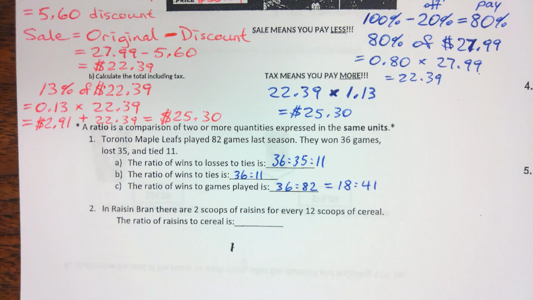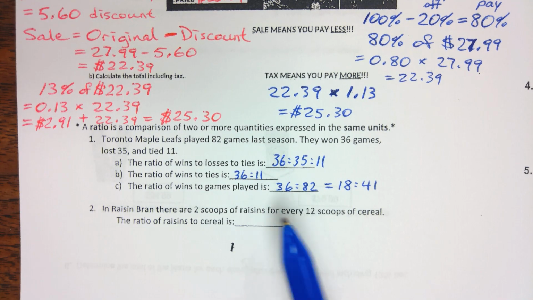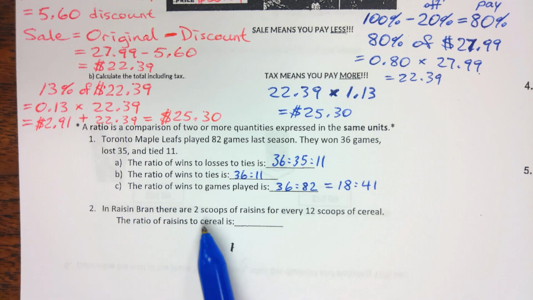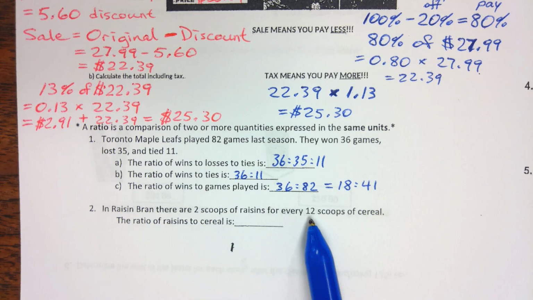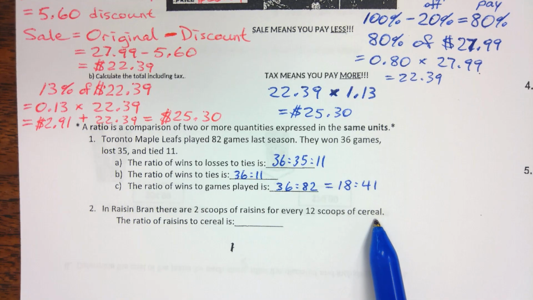Okay. Now, why are ratios important? Because later on, we'll do word problems like this. In Raisin Bran, there are 2 scoops of raisins for every 12 scoops of cereal.